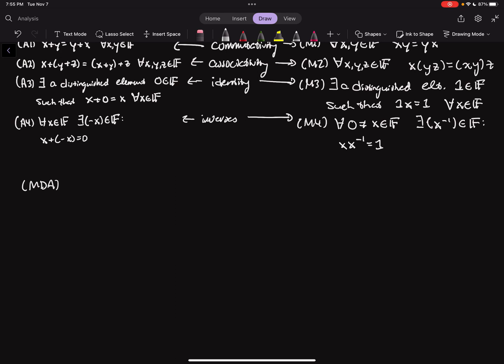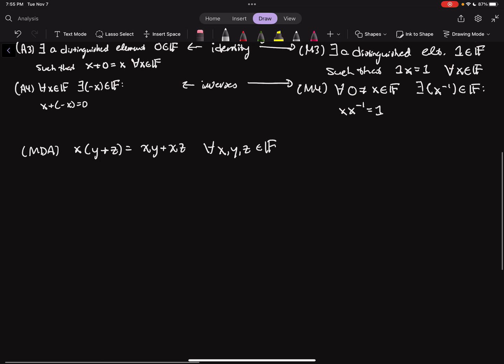And that means multiplication distributes over addition. And x times, in parentheses, y plus z equals xy plus xz for all x, y, and z belonging to F. Okay, so this kind of tells us, if we have an expression involving addition and multiplication, a little bit about how they can interact.